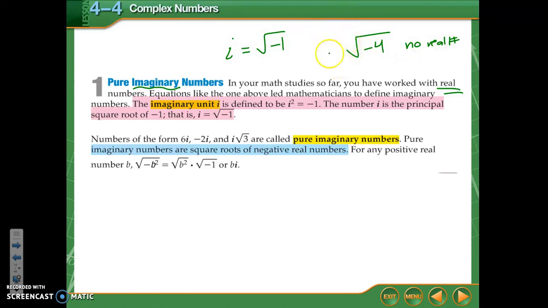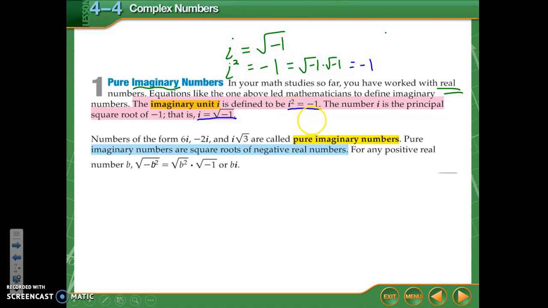So what mathematicians did to be able to work with these kind of numbers is they defined i to be the square root of -1, which means that i squared is -1, because the square root of -1 times the square root of -1, according to the rules of square roots, gives me just -1. So the important things to remember are i is the square root of -1, and i squared equals -1. i is the imaginary unit.